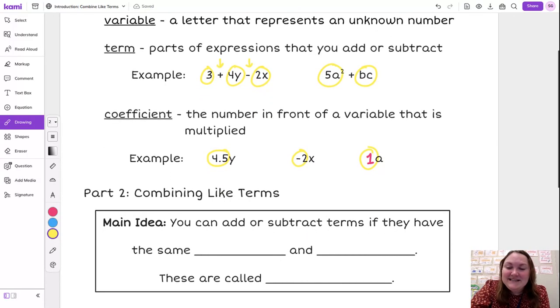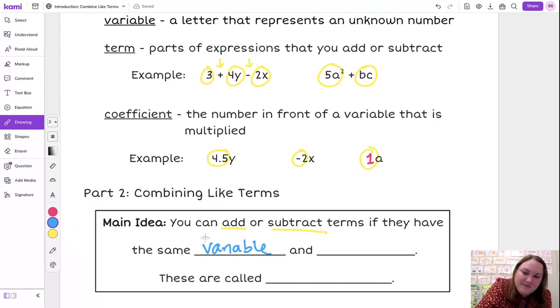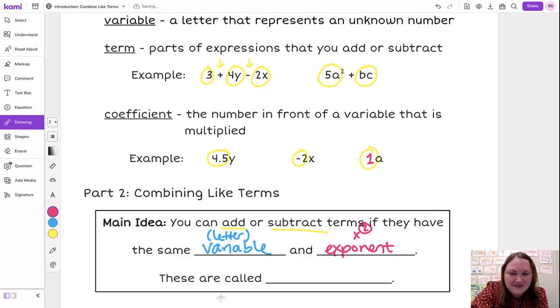The main idea of this lesson is that you can combine, and when we say combine, we mean add or subtract specific terms. And remember, terms are the different parts of the expression. You can only add or subtract terms if they have two of the same things. They have to have the same variable, which means the same letter, and they have to have the same exponent. And remember, an exponent is that little tiny number at the top.